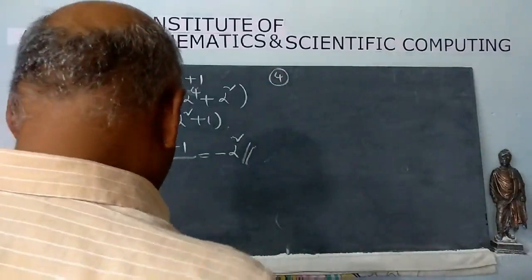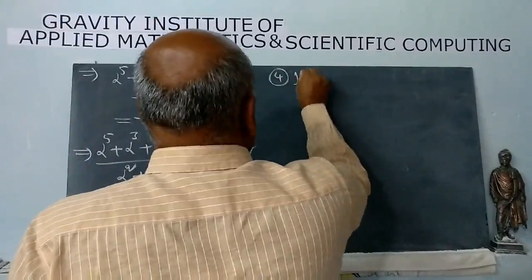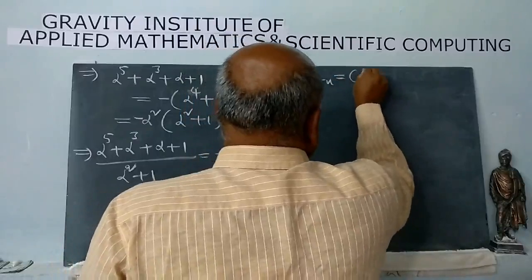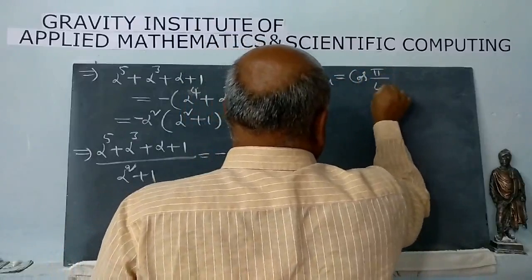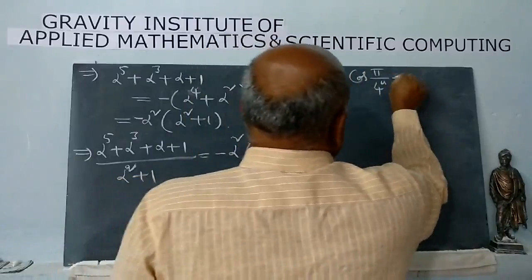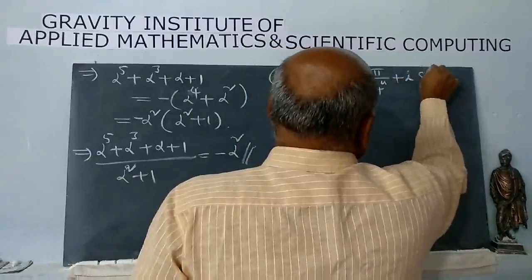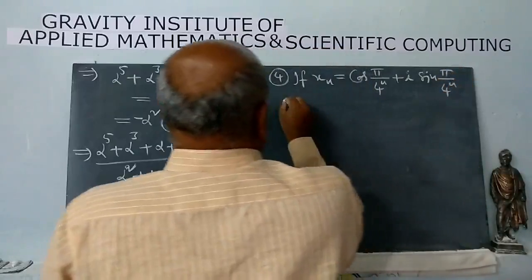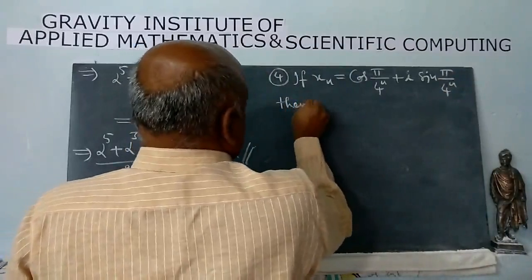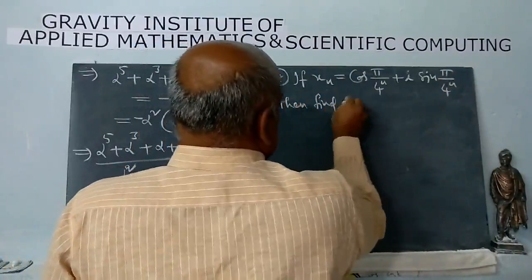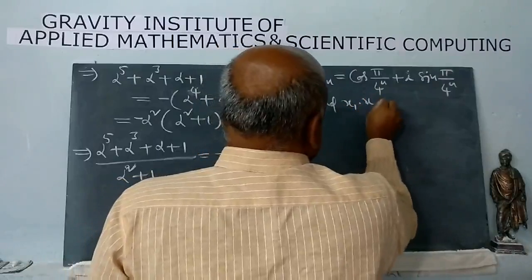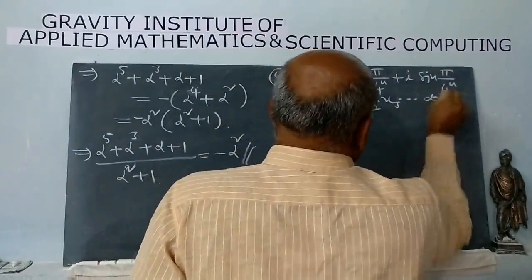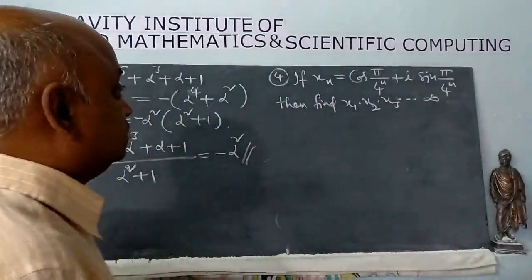Fourth problem. If xn is equal to cos of (pi by 4) to the power of n plus i into sin of (pi by 4) to the power of n, then find x1 into x2 into x3 into ... up to infinite terms.